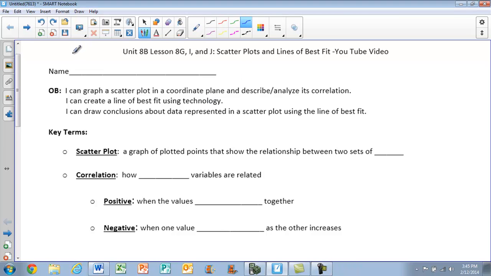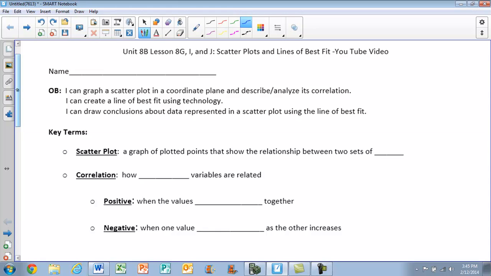Hi guys, today we are going to be working on Unit 8B, Lesson 8G, I, and J, scatter plots and lines of best fit. For today we have three objectives. I can graph a scatter plot in a coordinate plane and describe and analyze its correlation. I can create a line of best fit using technology, and I can draw conclusions about data represented in a scatter plot using the line of best fit.